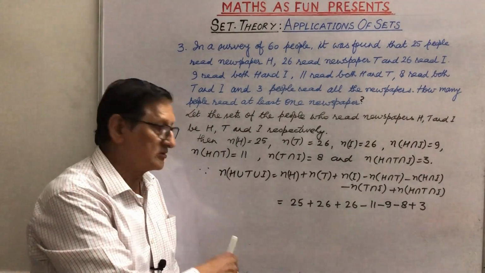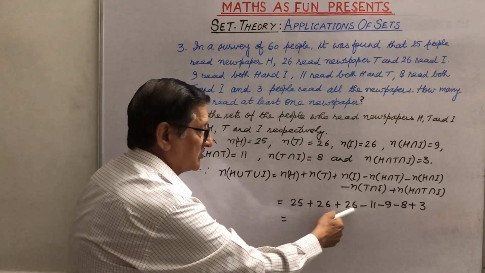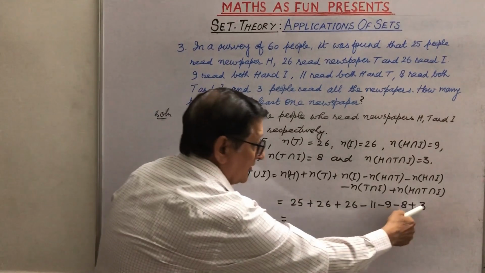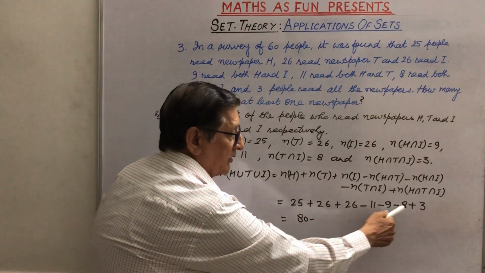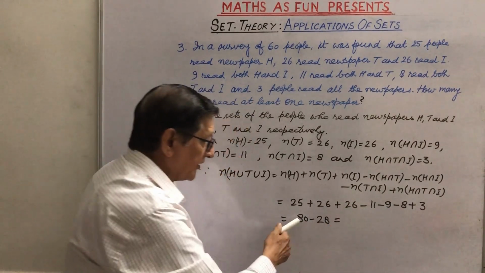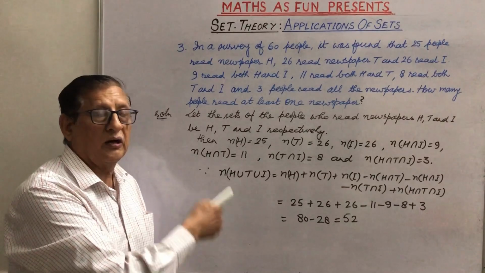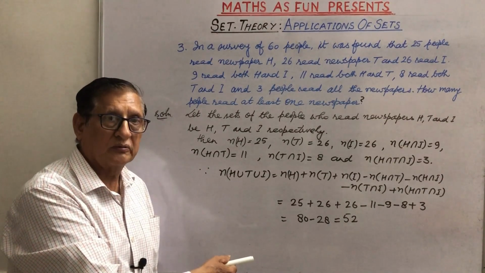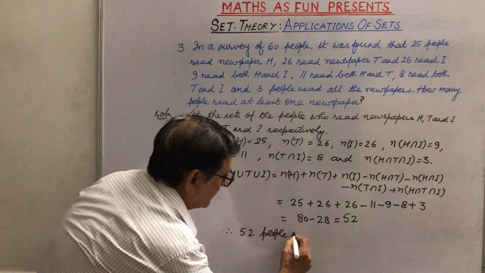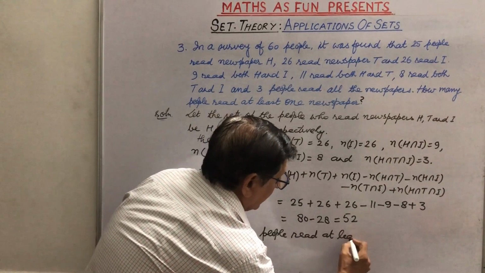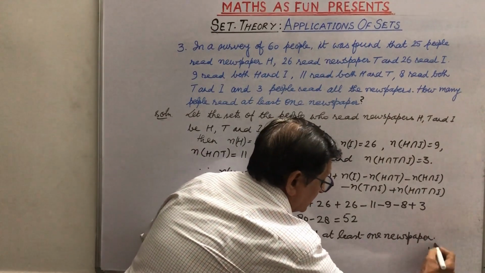Now we go for the calculations. If we add all these, 25 plus 26 plus 26: 26 plus 26 is 52, plus 25 is 77, plus 3 is 80. Minus 11 and 9 is 20, and 8 is 28, and 80 minus 28 is 52. It means 52 people are reading at least one newspaper. So we can write here, therefore 52 people read at least one newspaper. This is the answer to the problem.